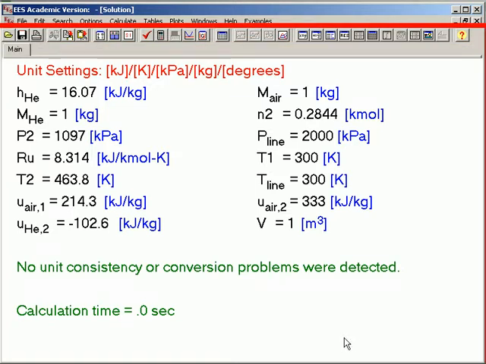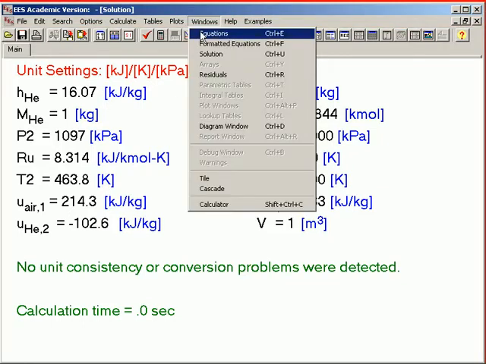Okay, so now that's a nice example, but what if, for instance, we did not know the mass of helium that was coming into the system? Or, let me say it another way, what if we wanted to know the temperature as a function of the mass of helium that we were adding? And EASE allows us to do that as well.